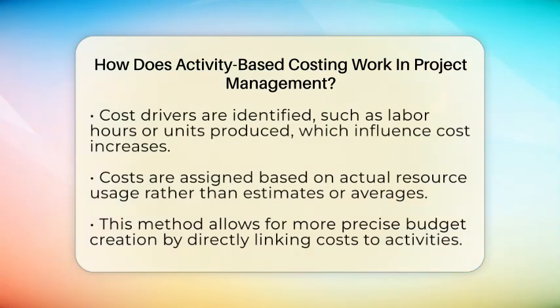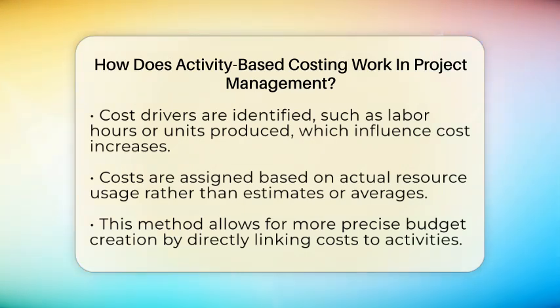Next, you find out what causes costs to go up for each activity. These are called cost drivers. For example, the number of hours workers spend on a task or the number of units produced can be cost drivers. If a task takes 10 hours of labor and labor costs $20 an hour, then the total labor cost for that activity is $200. By using these drivers, you assign costs based on actual resource use, not just guesswork or averages.